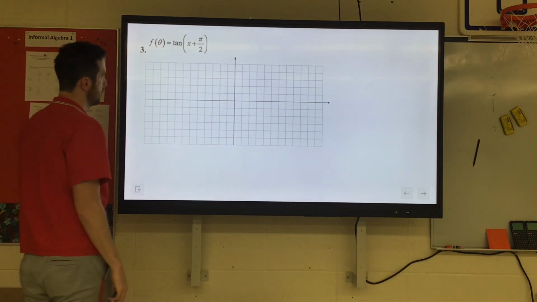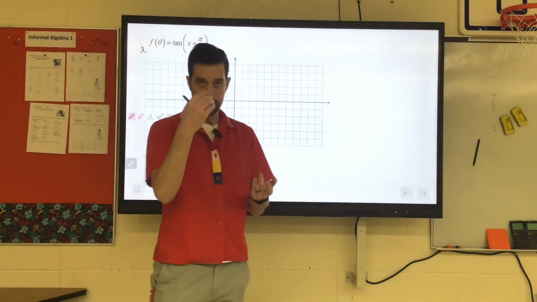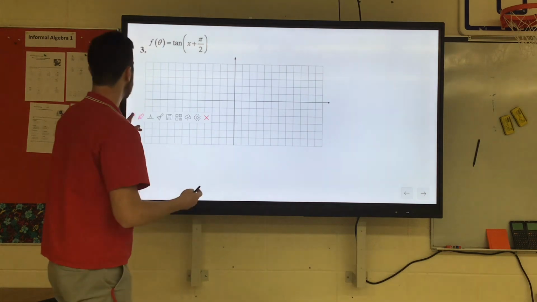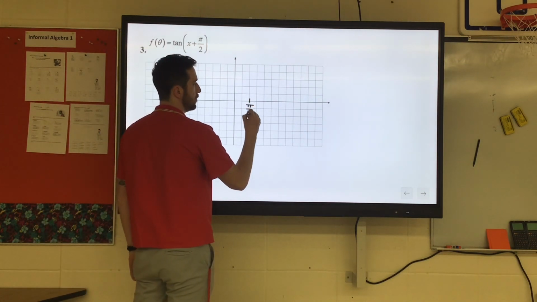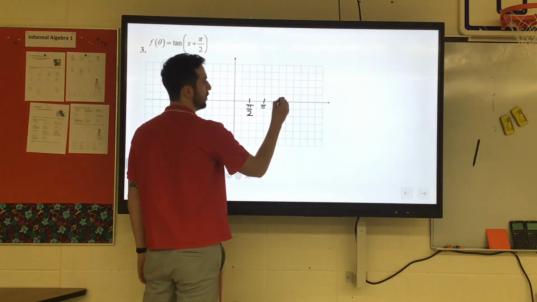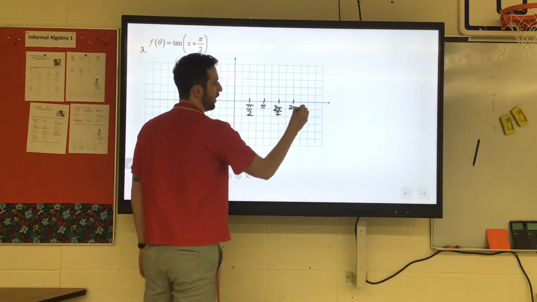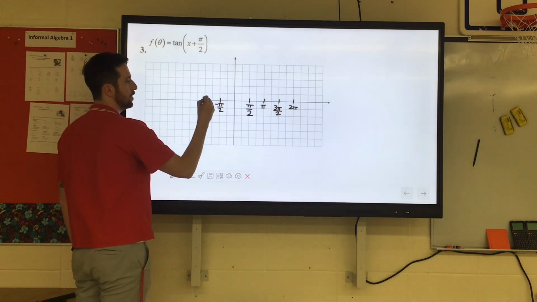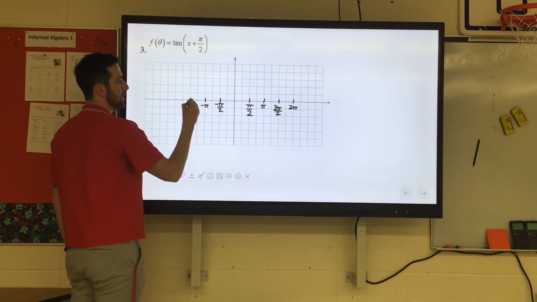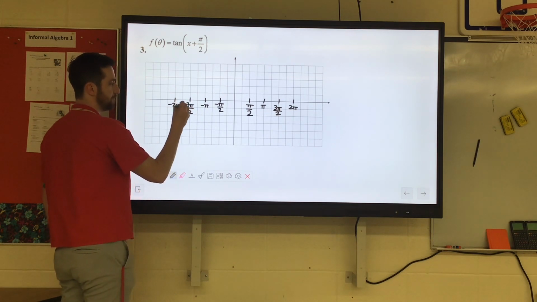All right, so there's no period change, so our period's going to be pi, which means my labels will go by pi over 2 again. Pi over 2, 2 pi over 2 is pi, then we got 3 pi over 2. And I'll just stop at 2 pi. And then we'll go negative as well. Negative pi over 2, negative pi, negative 3 pi over 2, and negative 2 pi.